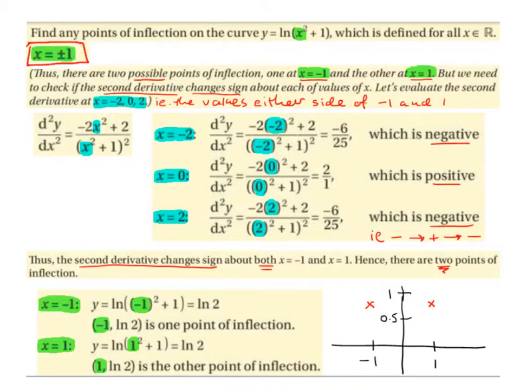So on our x and y axis, here's our x axis, here's our y axis, our Cartesian plane. Here we have minus 1, and the natural log of 2 is somewhere in between 0.5 and 1. It's about here. So this is approximately where our point of inflection is. And then we do the same with 1. So we get the natural log of 1 squared plus 1, which again gives us the natural log of 2. So 1, natural log of 2, is the other point of inflection, which is about here.